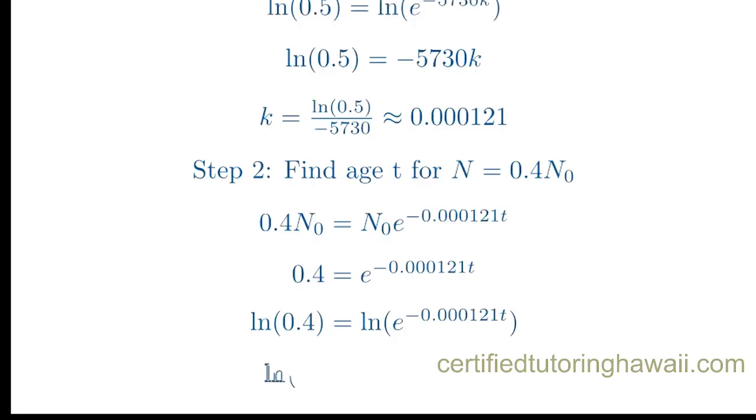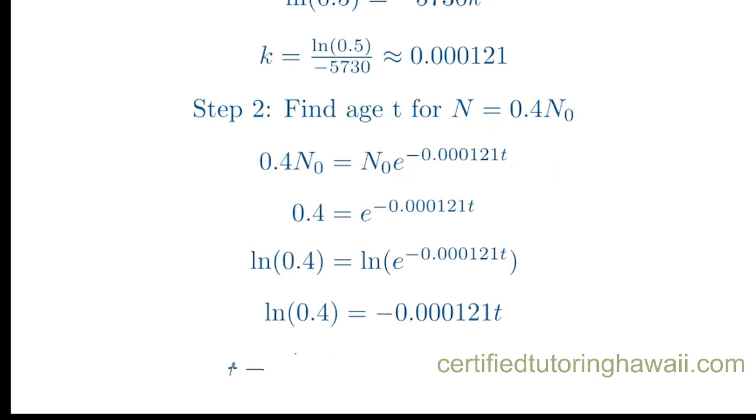We take the natural log of both sides, giving us natural log of 0.4 equals negative 0.000121 times t. Solving for t, we get natural log of 0.4 divided by negative 0.0000121. The result is approximately 7,578 years. So, our logarithmic model tells us the artifact is about 7,500 years old.